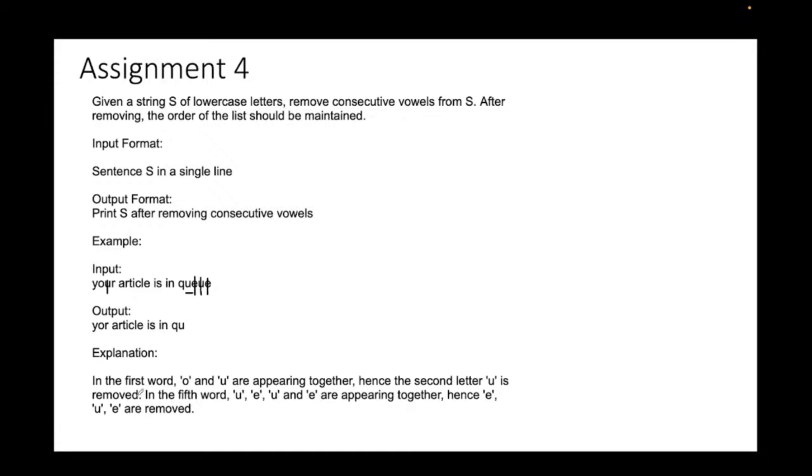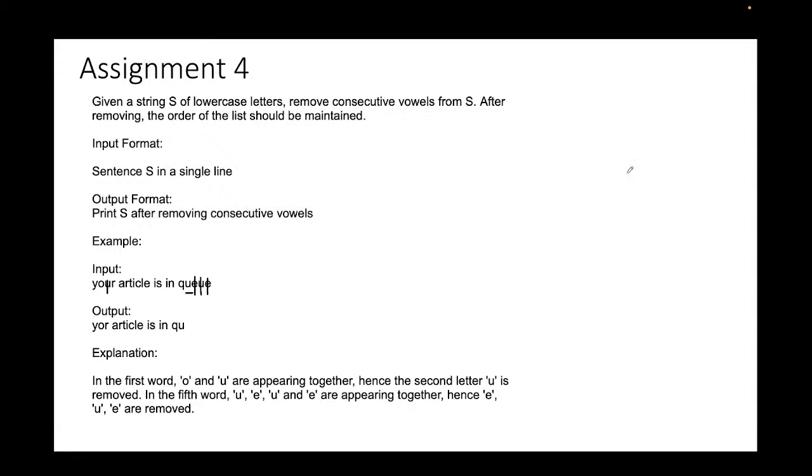So the explanation is just what I had said. In the first word, O and U are appearing together, hence the second letter U is removed. In the fifth word, Q, the U, E, U, E are appearing together, hence whatever is after the first U is removed. So using this logic, try to write a code. If you have any doubts, ask me.